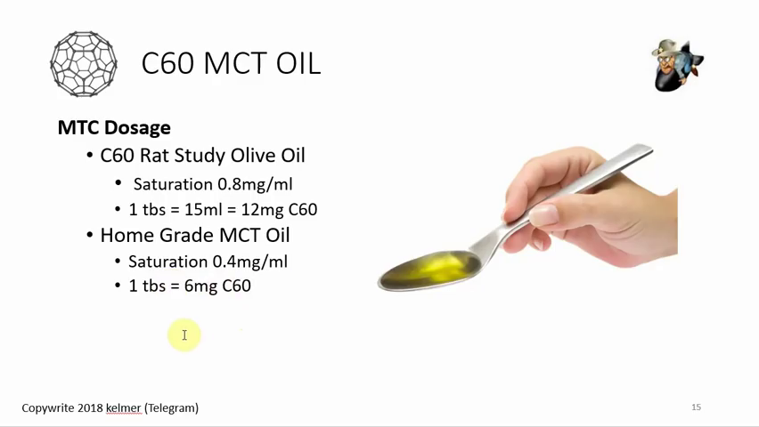Now, what I do, like I said, is put it in my morning smoothie. I take a tablespoon of C60 MCT oil, i.e. 100% Caprylic acid MCT oil, and one tablespoon of C60 avocado oil to get what I consider to be my daily dose, which, as you can see from the math here, is about 18 milligrams of C60 per day. All right, so that's my research.